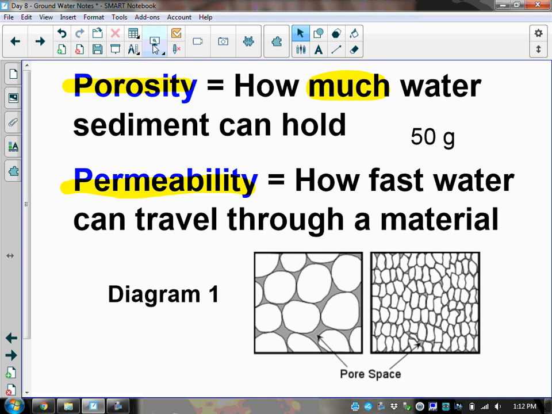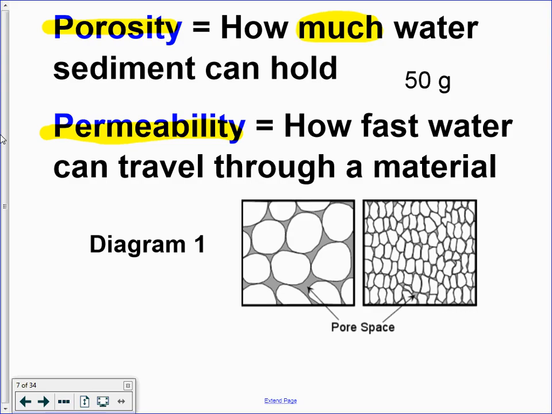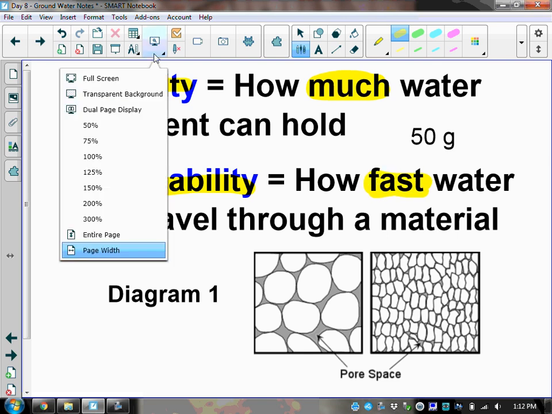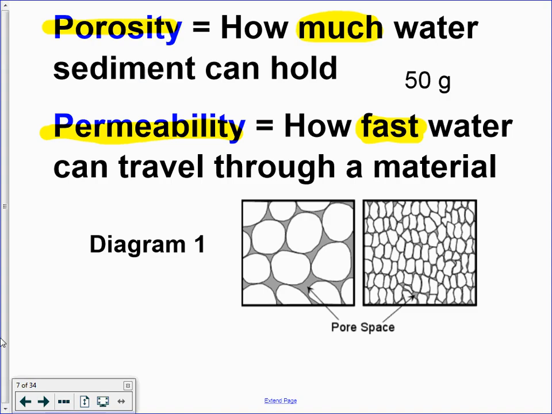So porosity is how much water an amount of sediment can hold. Permeability is a completely different type of measurement. Permeability is how fast water can travel through it. So this is more likely to be a speed or a time. Porosity is how much. Permeability is how fast.